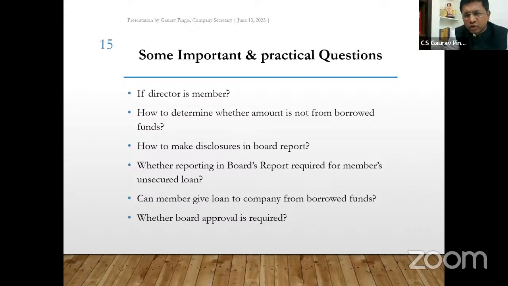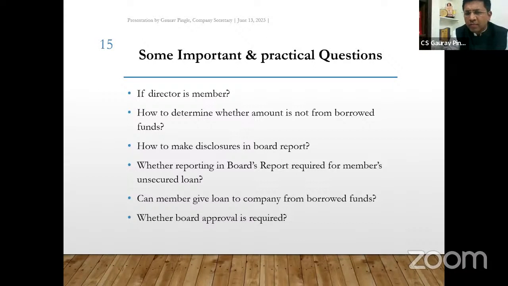So how to make disclosures? There is no prescribed format, so you can make a disclosure. It could be the outstanding amount as on 31st of March. It could be anything which is there. Whether reporting in the board's report is required for members' unsecured loan? No, not required as such, because members have a different criteria.